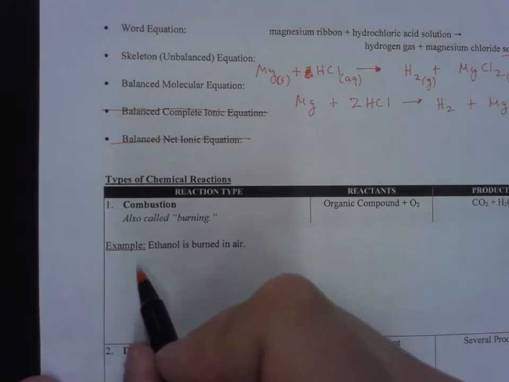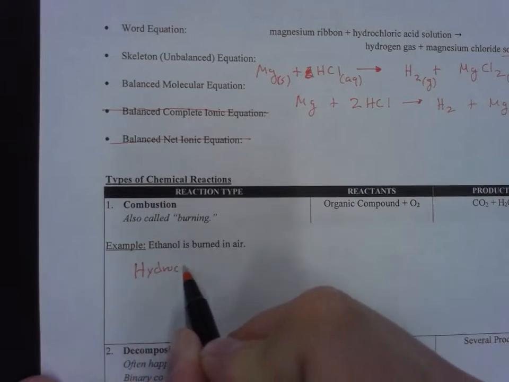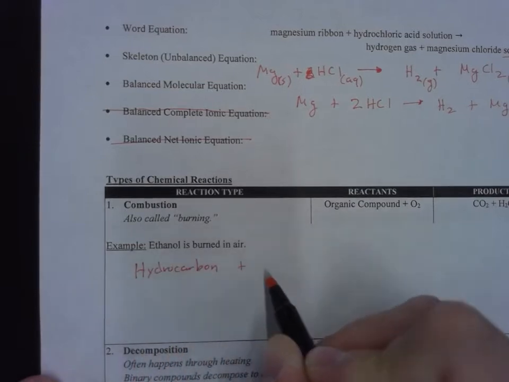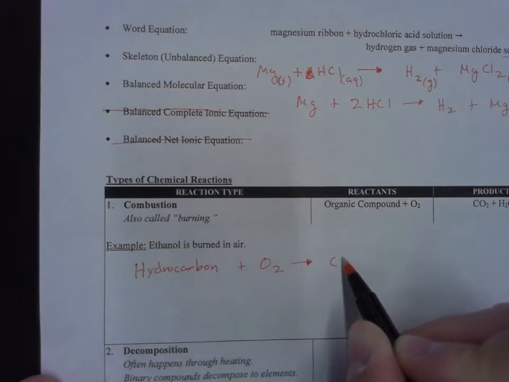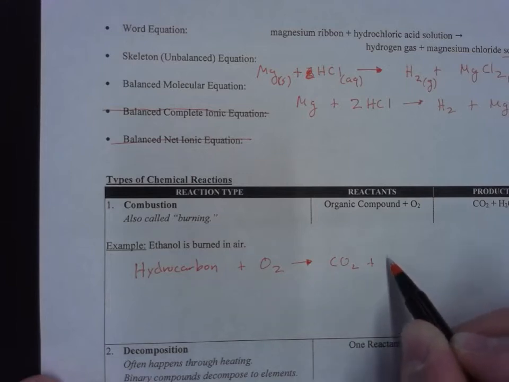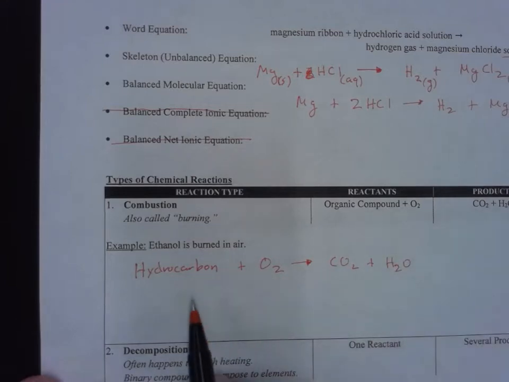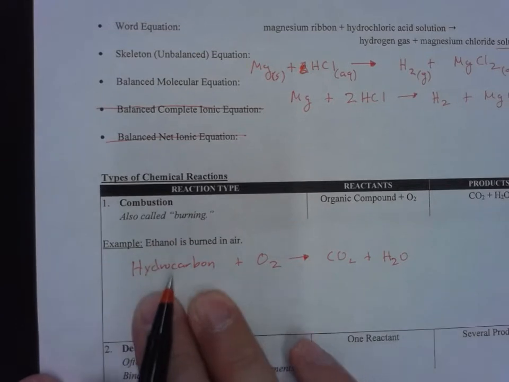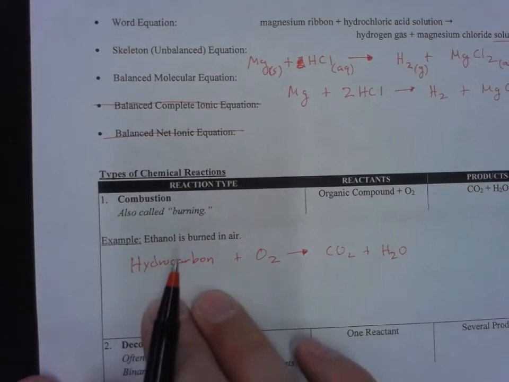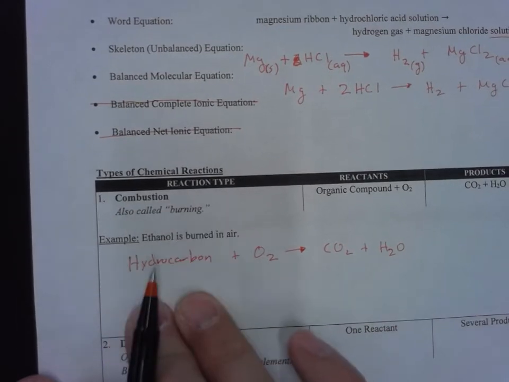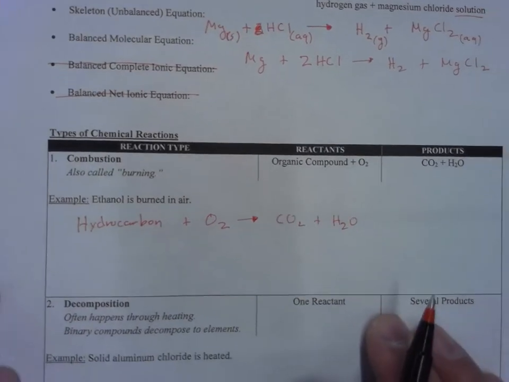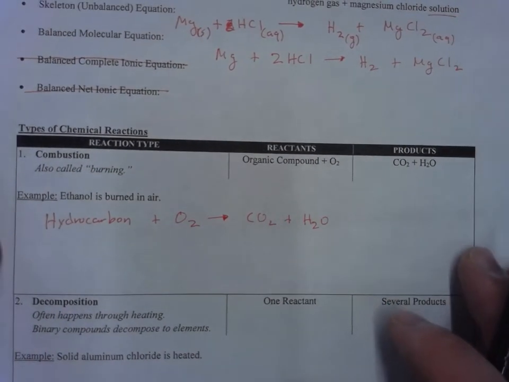It would be a hydrocarbon plus O2 yields CO2 and water. Okay, this is a combustion reaction, some kind of a hydrocarbon. And what is a hydrocarbon? It's simply a compound made of hydrogen and carbon and oxygen. Okay, hydrocarbon plus oxygen yields CO2 and water. That's how all of these combustion reactions look.